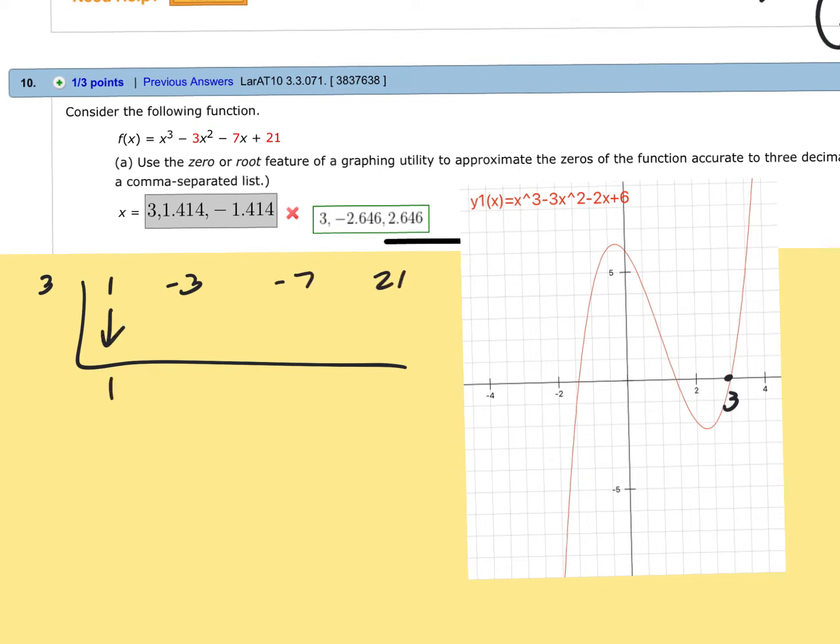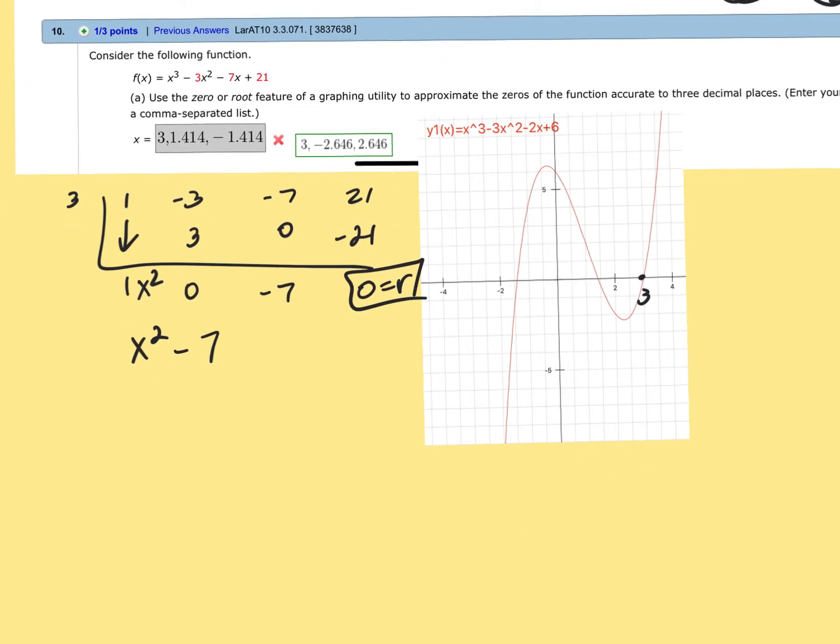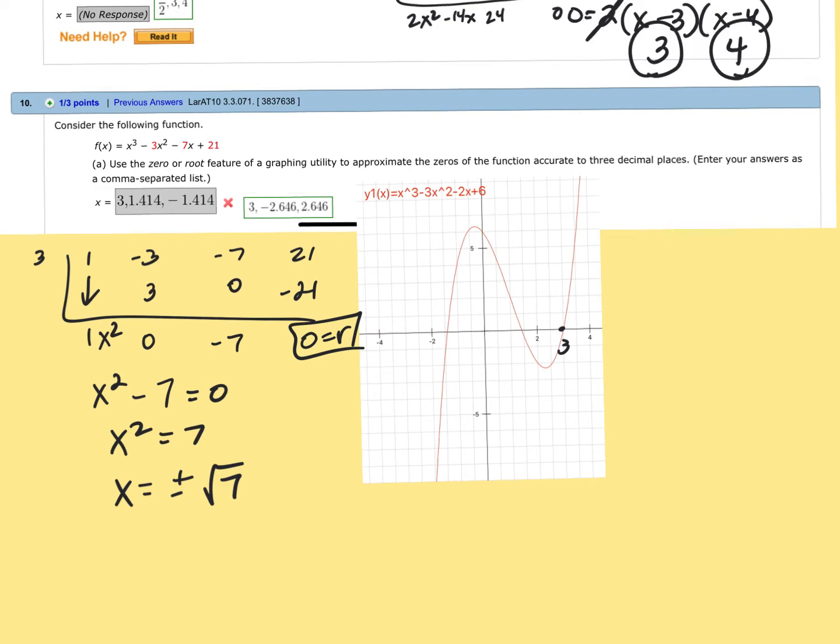Bring down the 1, 3, 0, 0, -7, -21. Again, the remainder should be 0. That's how I know I did that first part right. Now I got to take what's left. This would be x squared minus 7. It's not factorable, but I can solve it. If I set it equal to 0, I get x squared equals 7, square root both sides, and I get plus and minus the square root of 7. So those are the other 2 roots.